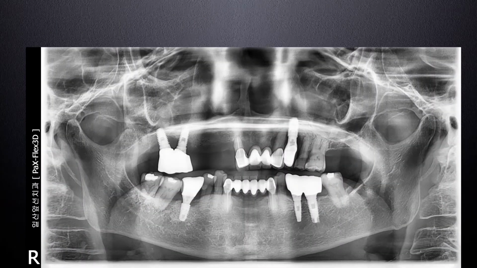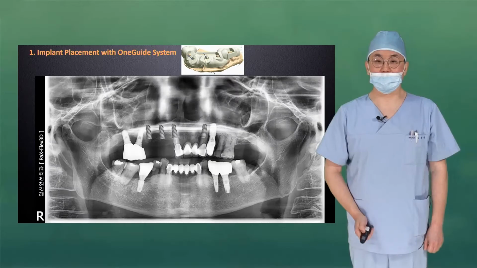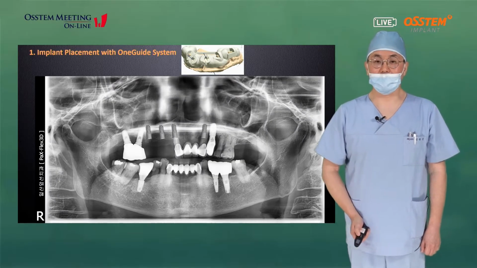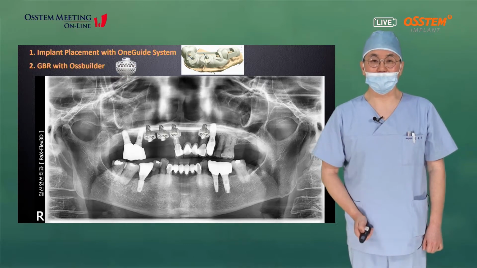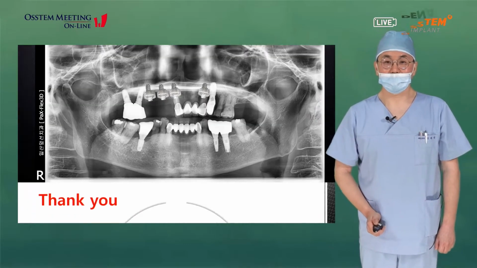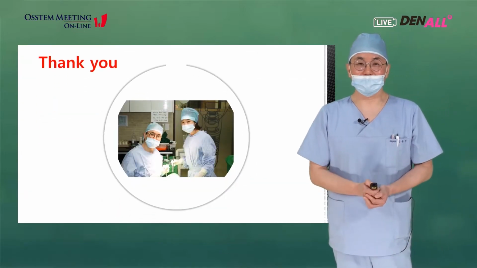To summarize my live surgery plan, 4 implants will be placed with the OneGuide surgical template right after extraction. And then GBR using Ossbuilder will be done. Okay, then let the show begin and wish me luck.